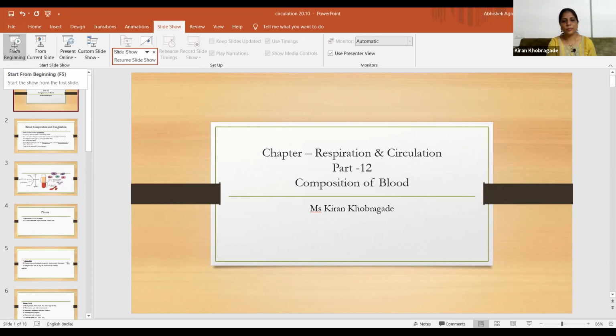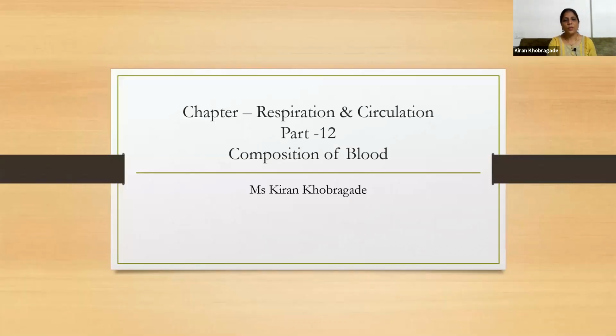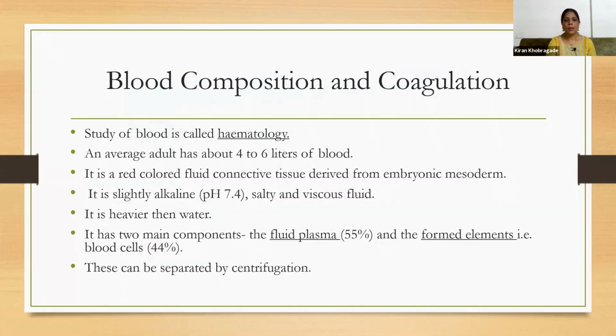Okay, now respiration, circulation, composition of blood. Now when we say blood composition, the study of blood is called hematology. Okay, the study of blood is called hematology. An average adult has about 4 to 6 liters of blood.